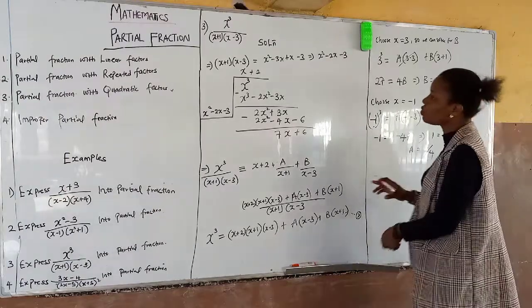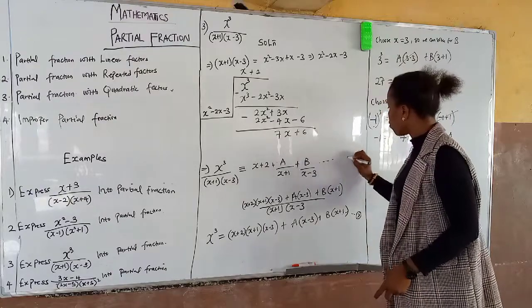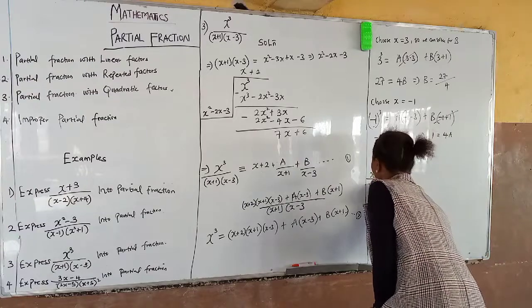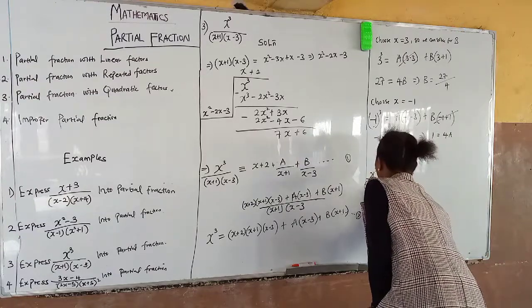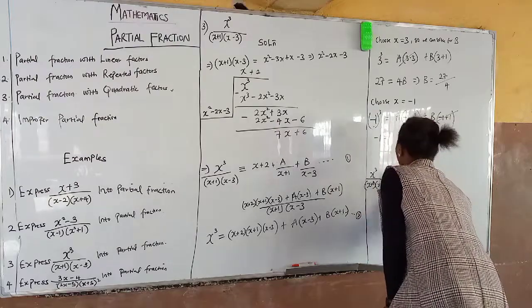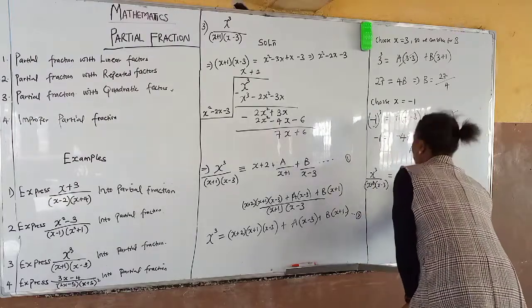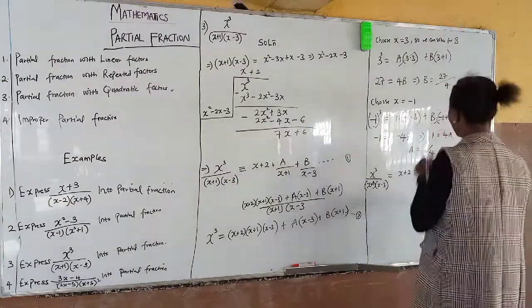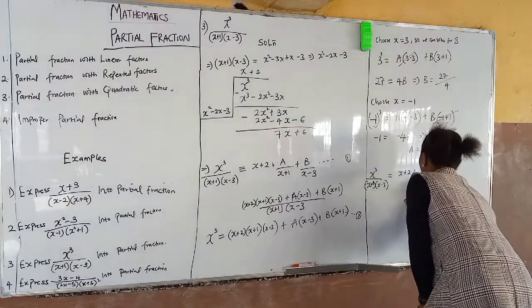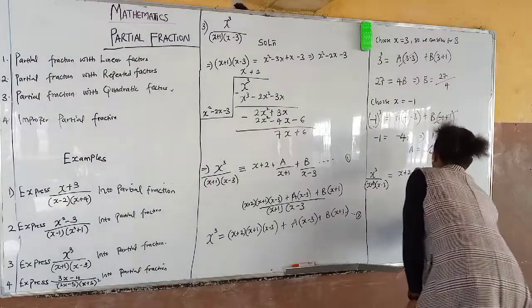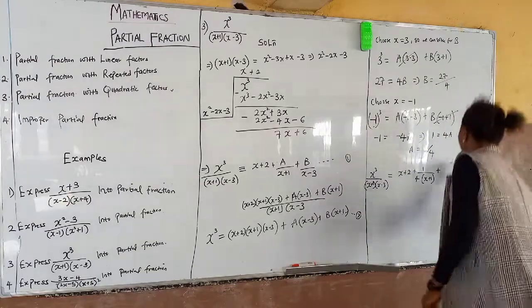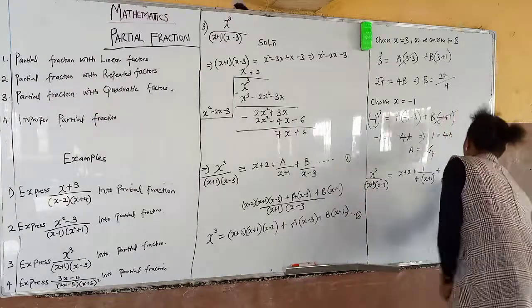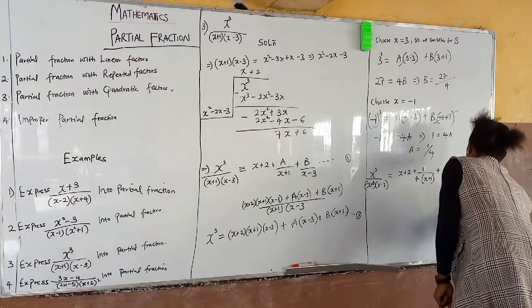Please, after having the value of your a and b, please do not stop there. You have to substitute it into the general equation 1. Remember, we have x cubed all over x plus 1 into x minus 3 equal to x plus 2 into, oh sorry, we have the value of our a to be 1 over 4. So I have 1 all over 4 into x plus 1 plus the value of my b is 27, so I have 27 all over 4 into x minus 3. And this is my final answer.